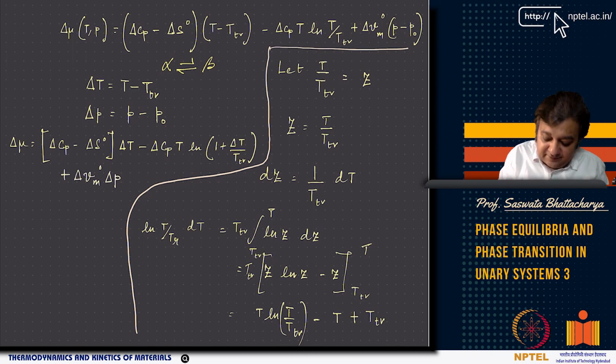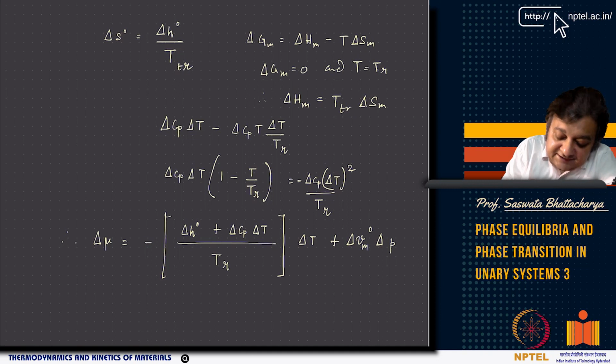And you have the delta Vm0, where again the 0 denotes the standard state. The standard state here is taken to be the transformation temperature TTR and some P0 as the standard pressure. P0 can be 1 bar, 1 atmosphere, whichever you want. So you can take some P0 and the transformation temperature itself to define the standard state, the superscript 0. Now, delta S0, the difference in entropy between alpha and beta in the standard state, is related to the difference in enthalpy by the transformation temperature TTR.